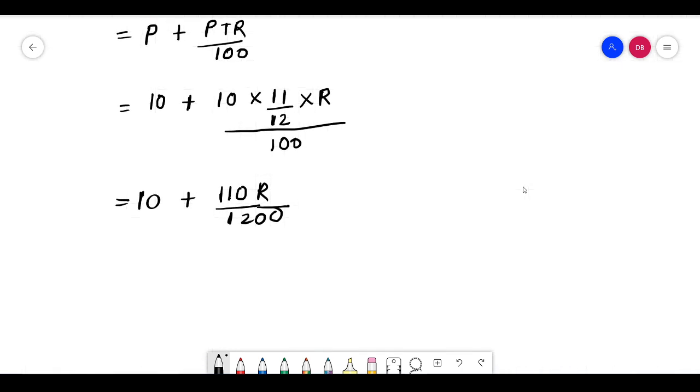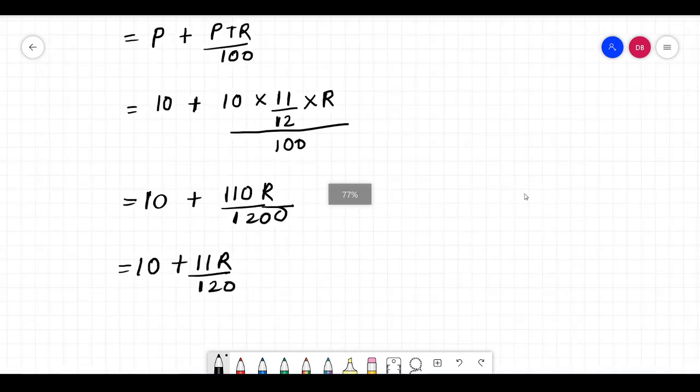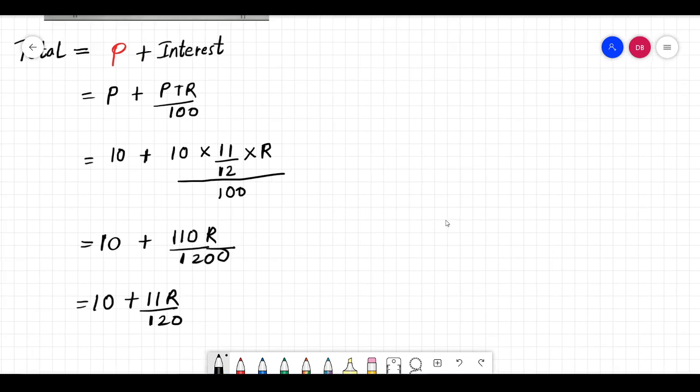Now the equation is going to be 10 plus 11R by 120. So this is the total amount that you need to pay to the money lender by the end of the 11 installments. Okay, this is the basic concept.